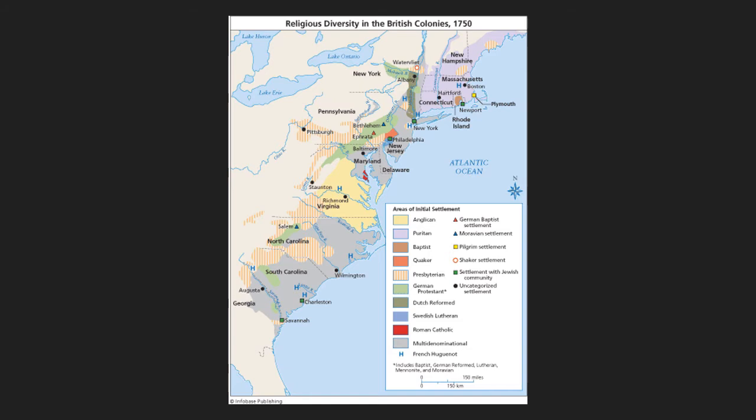And there also existed a small amount of Roman Catholics from the French and Spanish colonies of North America, as well as Jews from the Iberian Peninsula. So at this time, there was just this massive mixture of religious culture existing in the 13 colonies, and this did not exist anywhere else in the world.